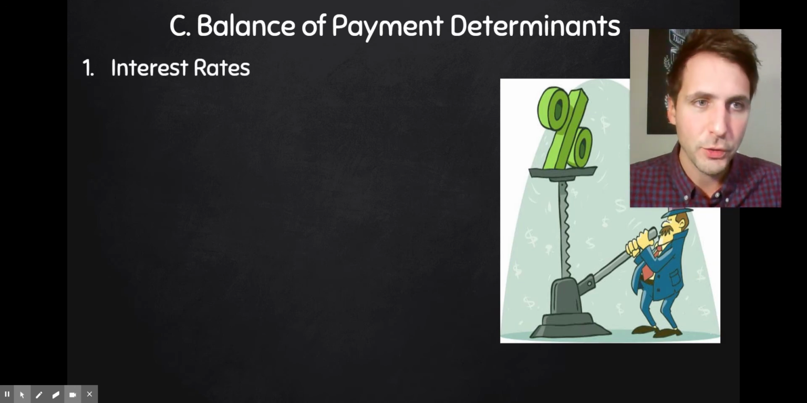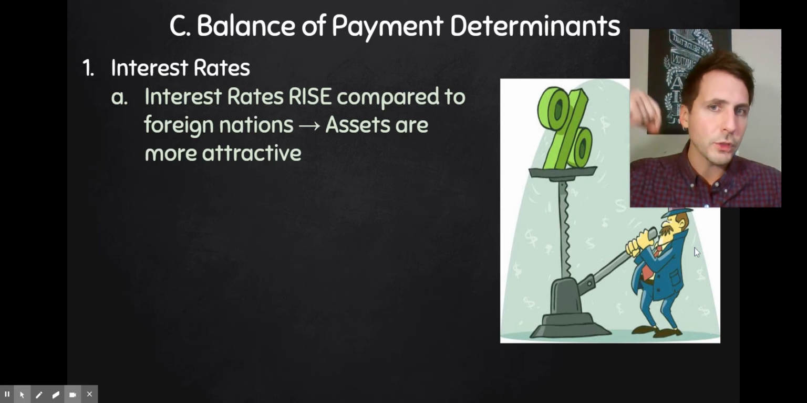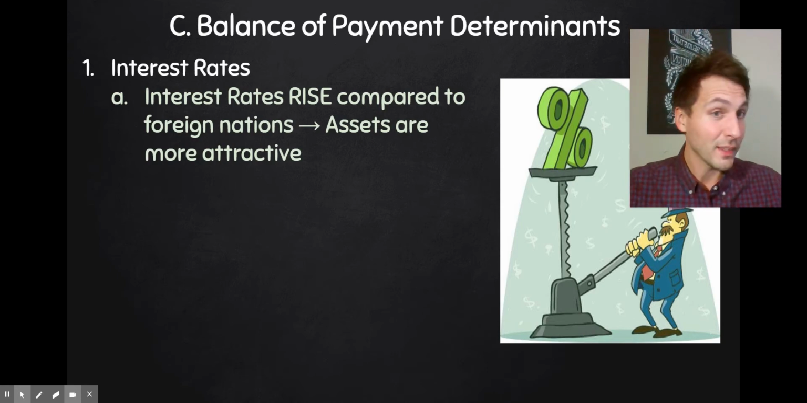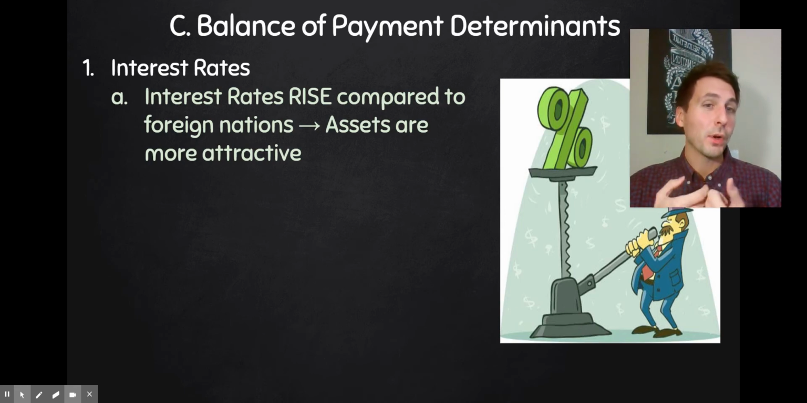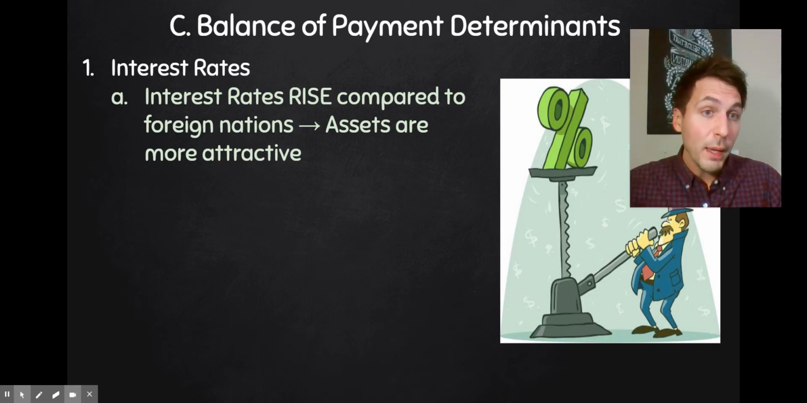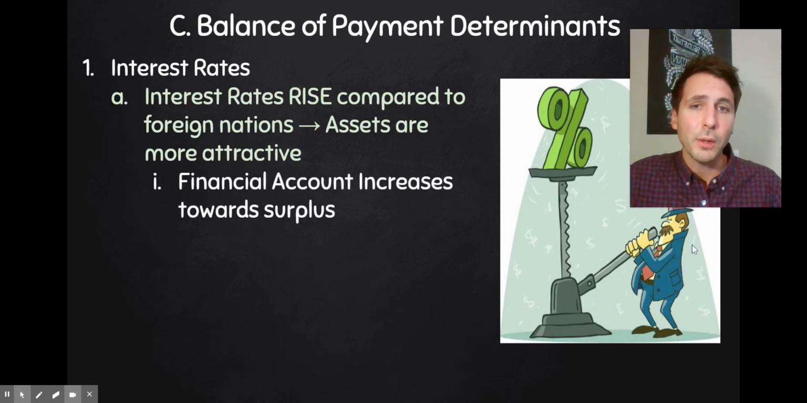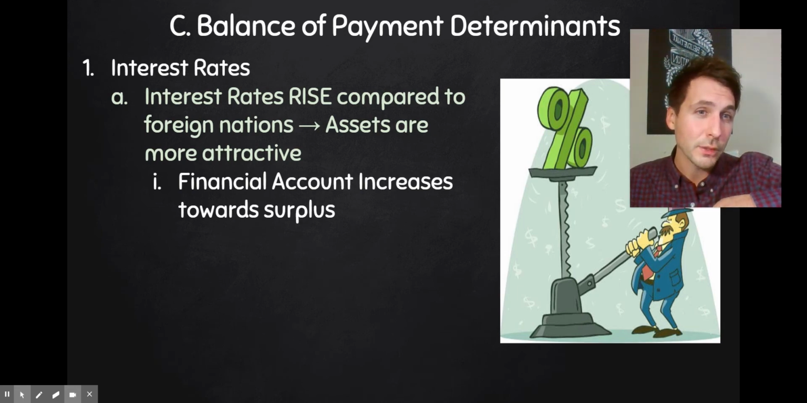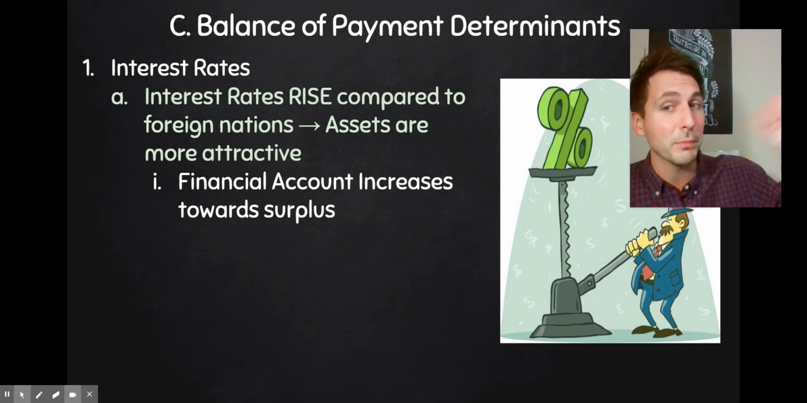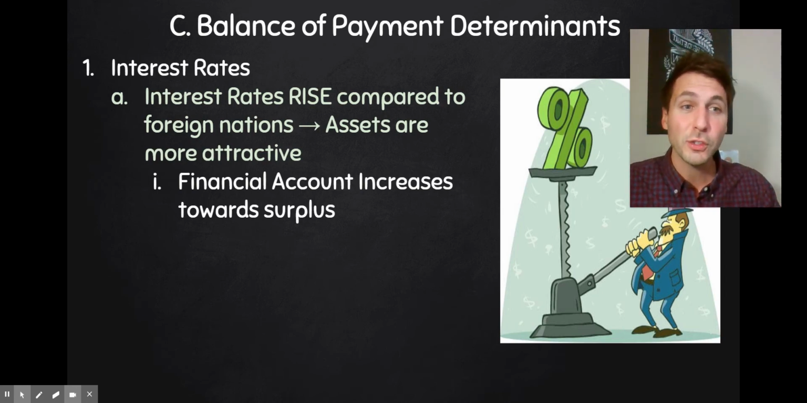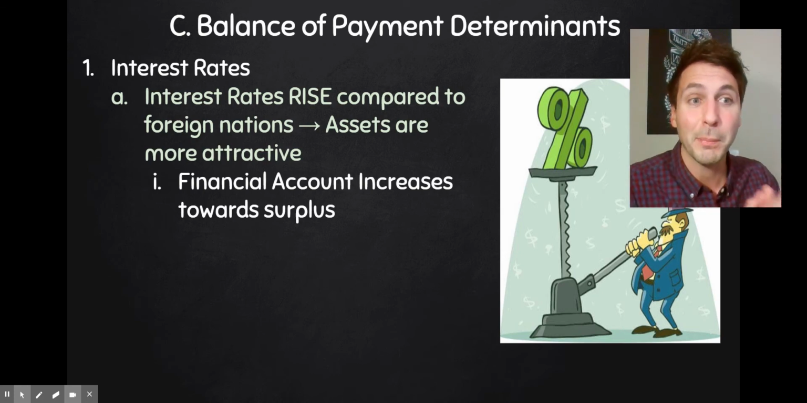So, first are interest rates. Think of it this way: when interest rates go up, then the assets, like the bonds the United States has, are more attractive to foreign investors. They want our assets because they pay a higher return than the assets that they have at home. So our financial account is going to increase towards a surplus. Why? Because more foreign nations are going to buy more American bonds, which is going to be an inflow of money. So there's going to be a bunch of financial account credits, which means that it's going to move towards a surplus or being positive.